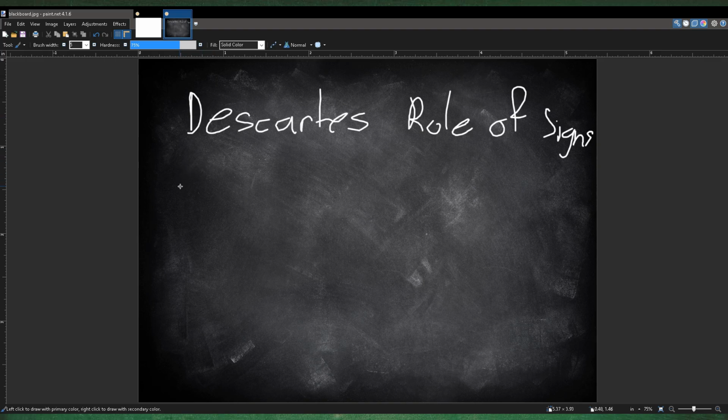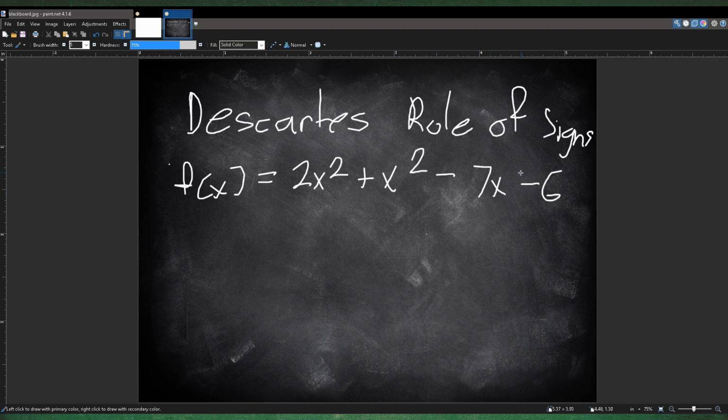So basically, this one tells us, let's say we have an equation, f of x equals 2x cubed plus x squared minus 7x minus 6. What you do is look for alternating signs. If there are changes between the signs, like from positive to negative or negative to positive, then there's going to be a zero. So we have f of x first.